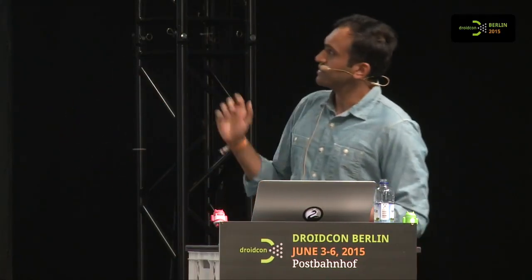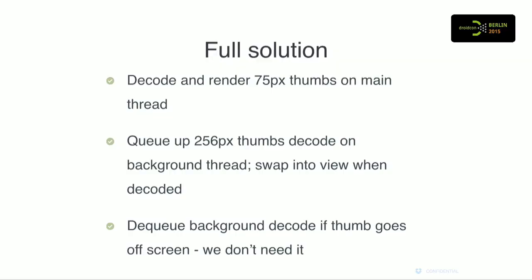And so the full solution is basically on your main thread, we're only usually decoding and rendering 75 pixel thumbnails. And you're queuing up the 250 pixel thumbnails to decode on a background thread. And we swap them in to the view once they're actually fully decoded. But if you're scrolling fast and the image is now off screen, you want to dequeue those large thumbnail decodes off of your background thread so you're not doing wasted work.